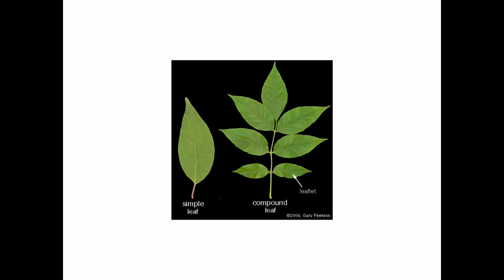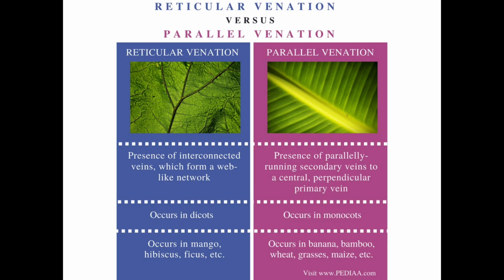A compound leaf is one in which the lamina is divided such that the divisions reach to the midrib, breaking the lamina into smaller leaflets. In a compound leaf, the leaf blade divides and creates small leaflets. For example, neem and rose leaf.